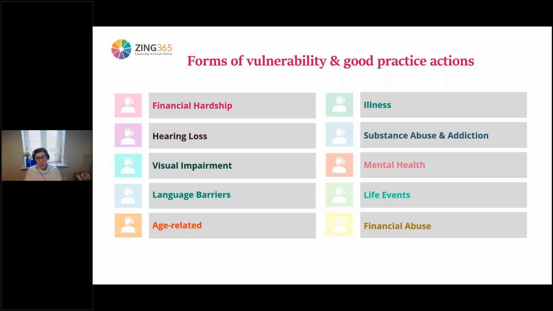Can they actually afford a higher excess? Do they understand the risks of that? What about if they actually had 2 or 3 claims in a year? They would have to pay that excess 3 times. Do they fully understand the implications of that?